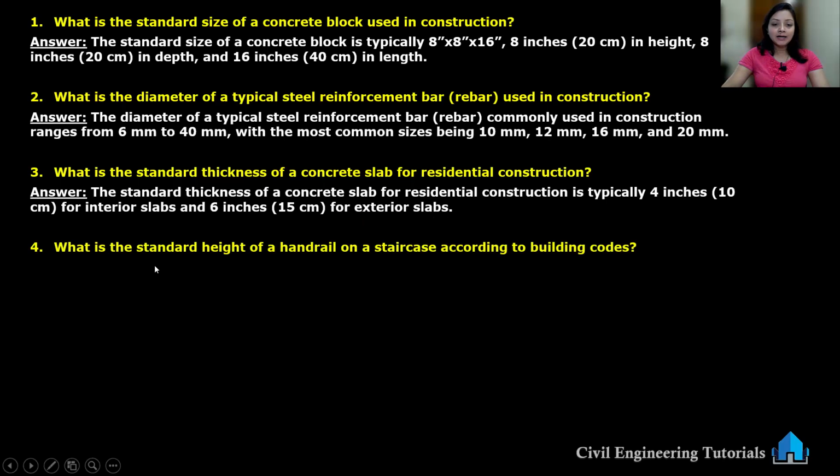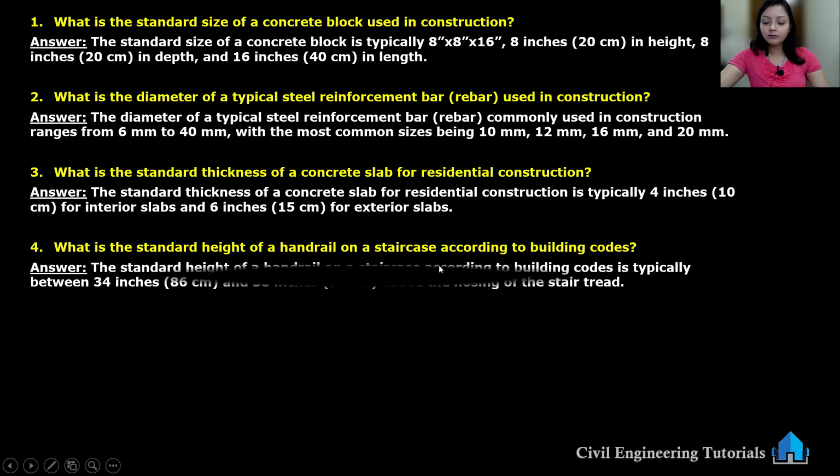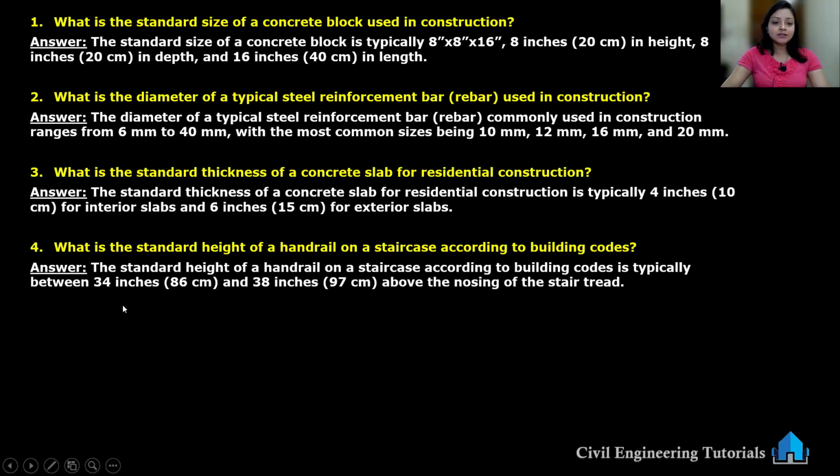What is the standard height of a handrail on a staircase according to building codes? It's a very important and mostly asked question. So the answer is the standard height of a handrail on a staircase according to building code is typically 34 inches or 86 centimeter to 38 inches or 97 centimeter above the nosing of the stair tread.